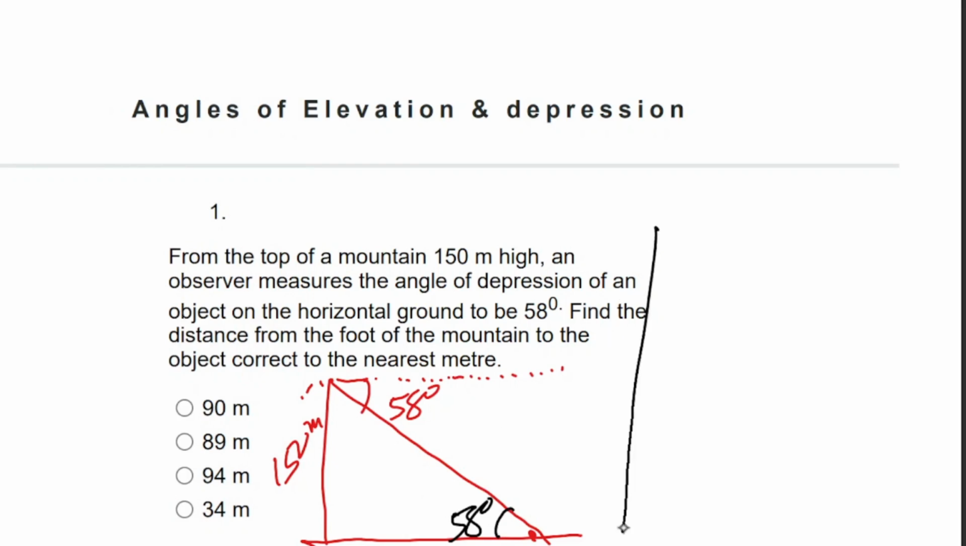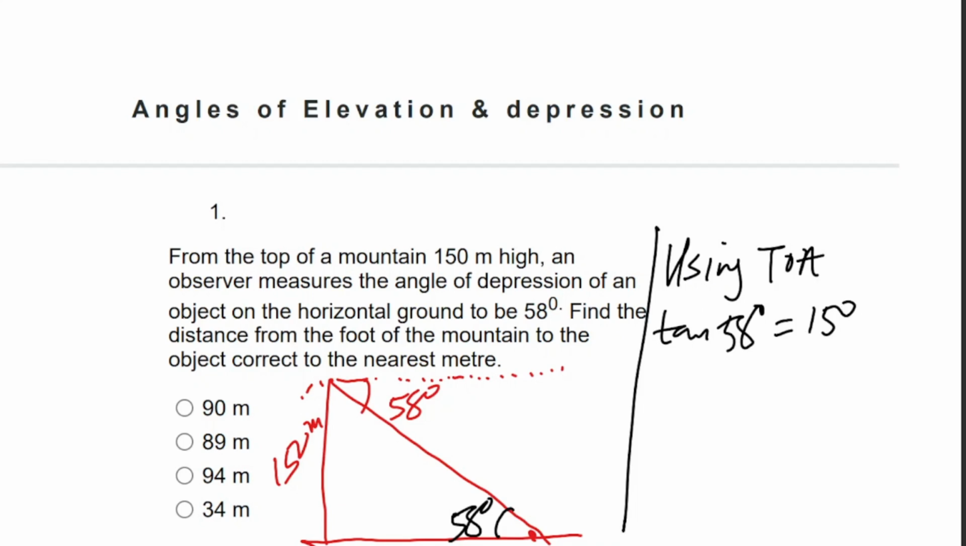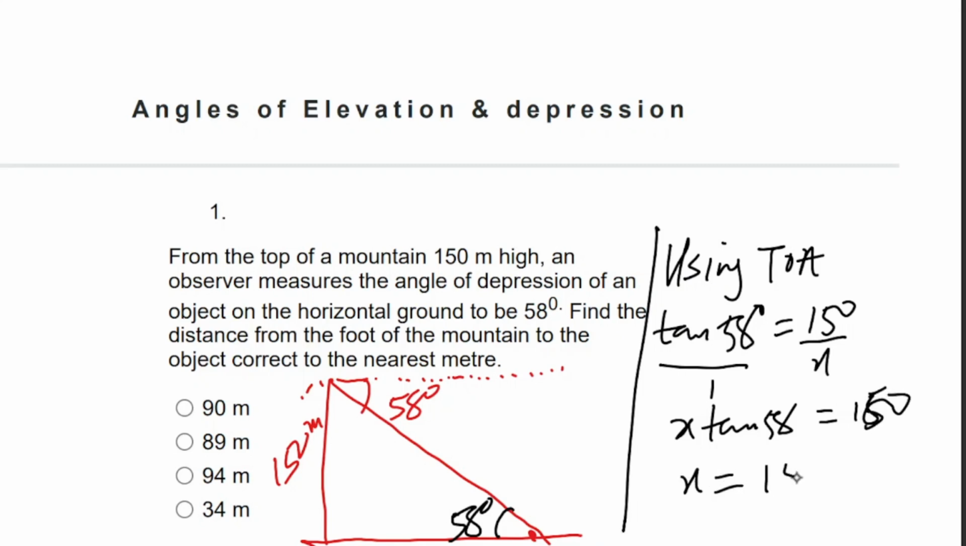So we are looking for opposite over adjacent. So it's going to be using TOA. So that is going to be tan 58 degrees equals 150 all over x. So cross multiply, that is going to be x tan 58 equals 150. So that is x equals 150 divided by tan 58.